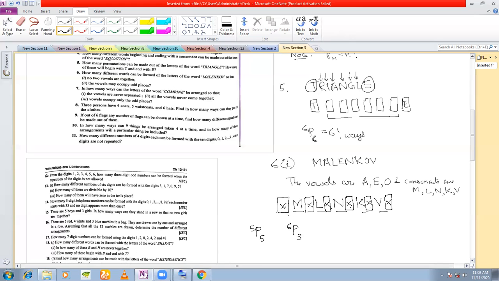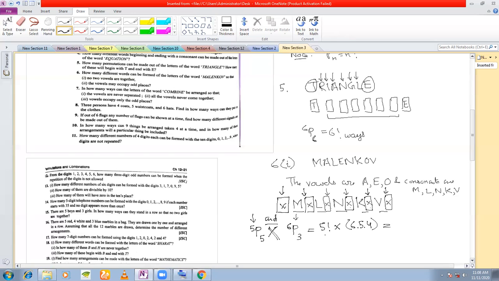So that means these 5 letters can be placed in 5P5 ways. Again, the vowels can be placed in 6P3 ways. That means these 5 letters and the vowels can be placed in how many ways? Remember the keyword is and. And means multiply. That means this is factorial 5 into 6 into 5 into 4. You can calculate this value also. That's it. Now multiply whatever answer you get. Understood?